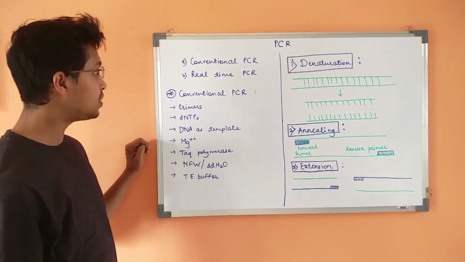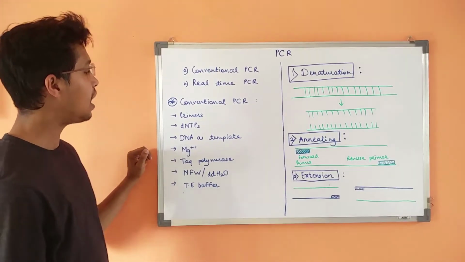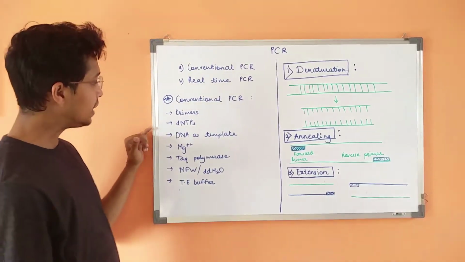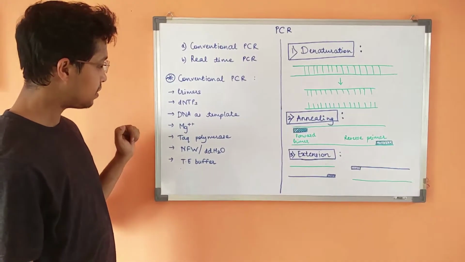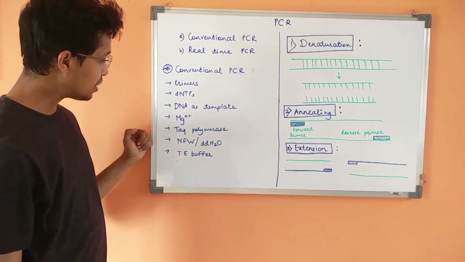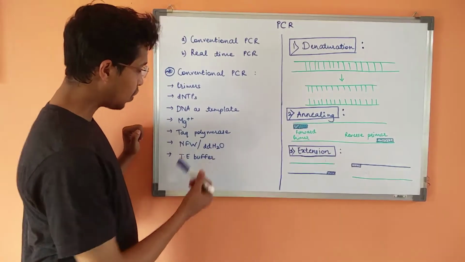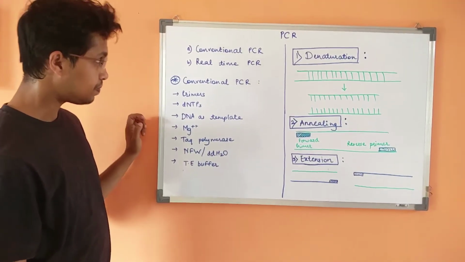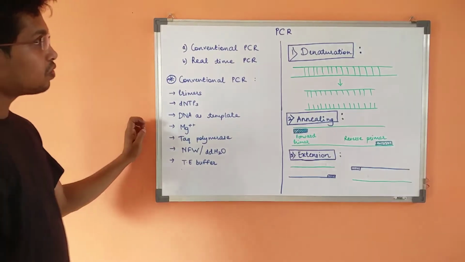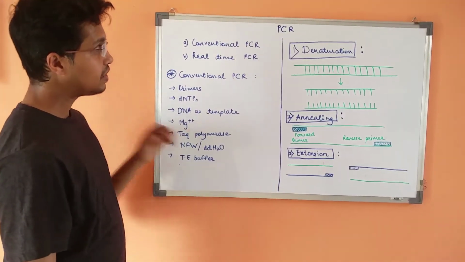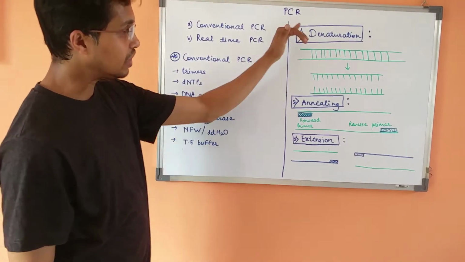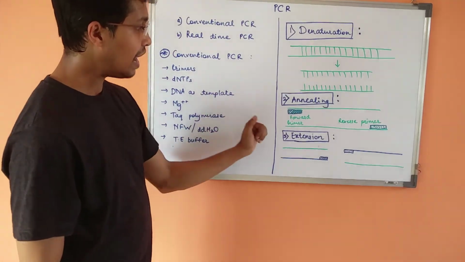PCR is basically divided into two types, conventional PCR and real-time PCR. Now the components which are important in PCR are primers, dNTPs, DNA as a template, magnesium ion, Taq polymerase, nuclease-free water or double distilled water, and TE buffer.